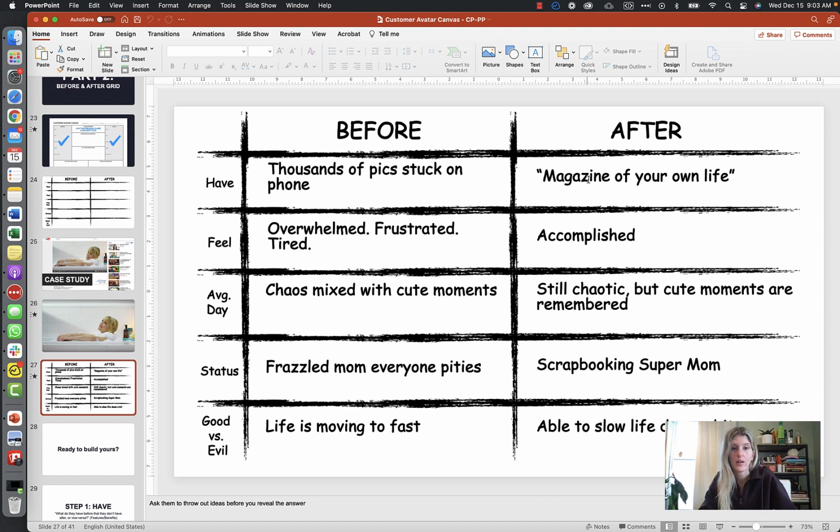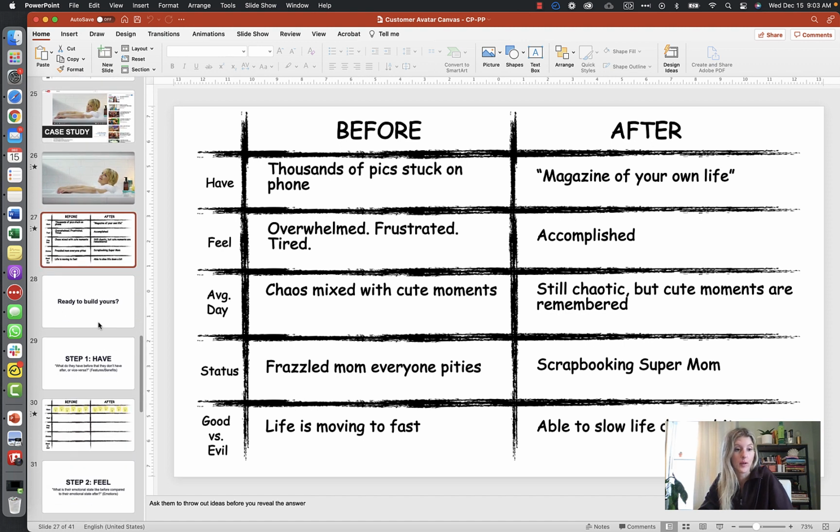And after, have is the magazine of your life. It's this photo book that the software creates. How she feels is accomplished, because she now has this physical, tangible thing that came as a result of having that software. Average day, still chaotic, but cute moments are remembered in this book. Status, scrapbooking supermom after; before she was frazzled. And then good versus evil, she's able to slow life down a little bit.